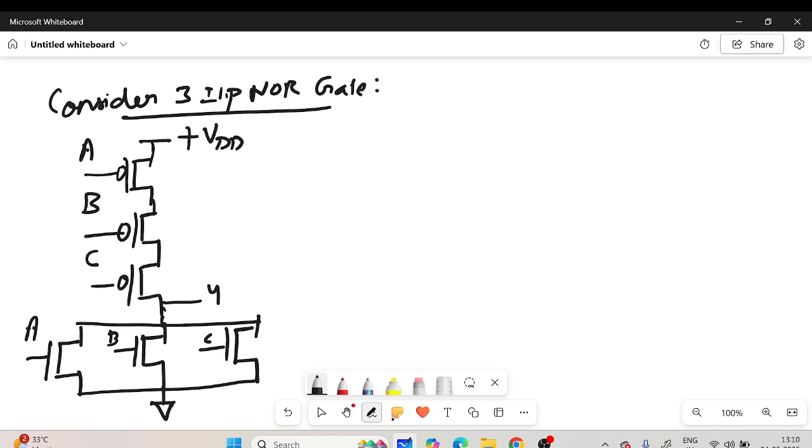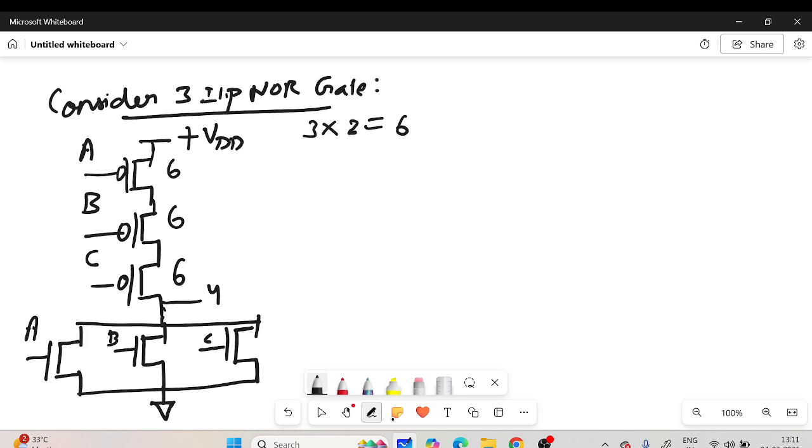To compute the aspect ratio, you need to consider the CMOS inverter, where the aspect ratio of PMOS is equal to 2 and the aspect ratio of NMOS is equal to 1. And one more thing you have to remember: if the transistors are connected in series, you just multiply the number of inputs applied to the transistor with the aspect ratio. In this case, I have 3 inputs. When these 3 inputs are multiplied with the aspect ratio of the PMOS, which is 2, that results in 6. So the aspect ratio for the PMOS will be equal to 6.